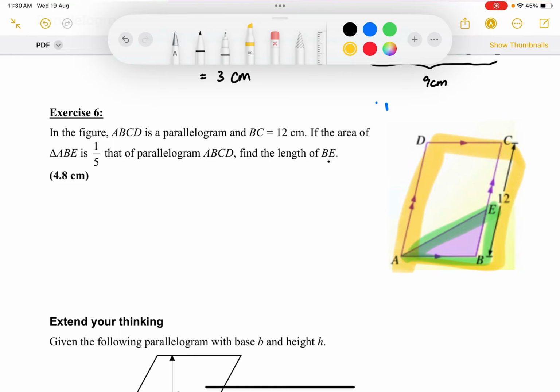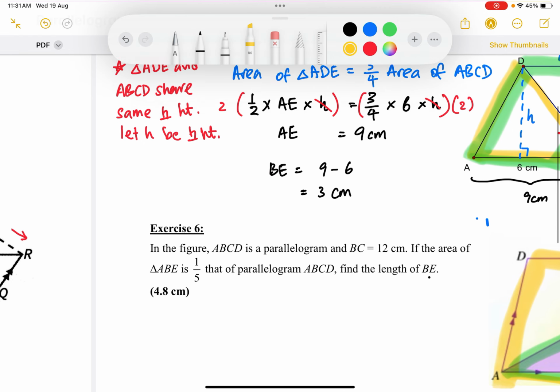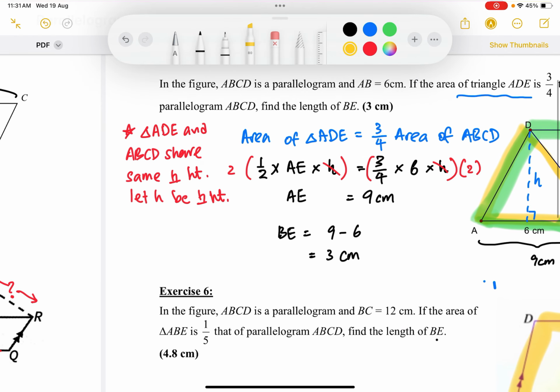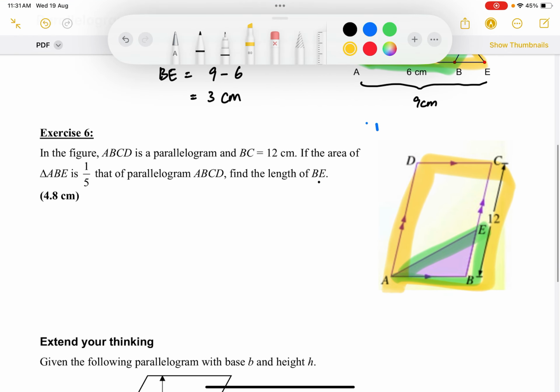Does the question look familiar? It should, lah. So that tells us that this is an important skill that you must pick up from here. Same thing. In the previous question, we saw they share the same perpendicular height. Will it be the same here? For the green triangle, for the yellow parallelogram, is there a perpendicular height that is the same for both?